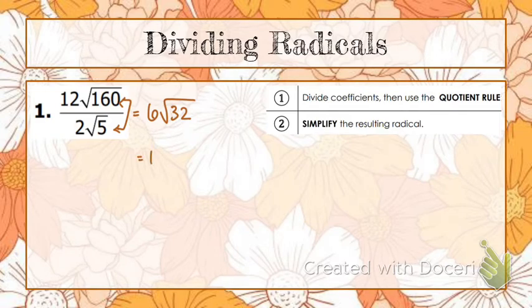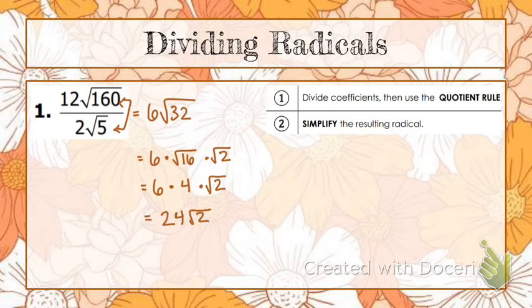So this is going to be 6 times the square root of 32. But we want to break down the square root of 32 into a perfect square times something. So we're going to do the square root of 16 times the square root of 2, because the square root of 16 is 4. And so now we can combine everything to have 24 times the square root of 2.